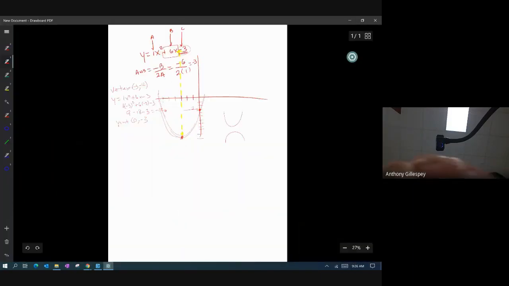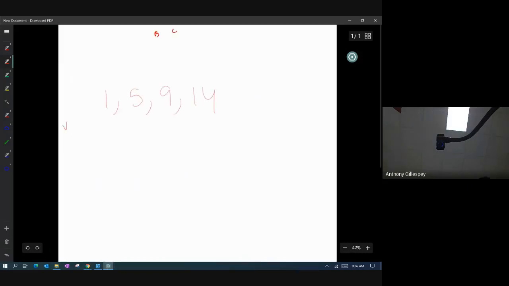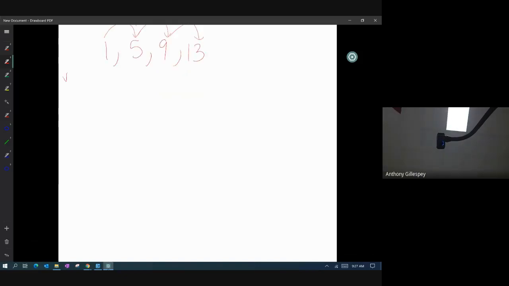An arithmetic sequence looks like this, right? It's a problem that has a pattern like 1, 5, 9, 14, right? What's happening here? It's going up by 4. Oh, it's not going up by 4s. All right. 1, 5, 9, 13. What's it going up by? 4s. That's arithmetic. Today, we're going to talk about geometric, things that are going up by a multiplication pattern.